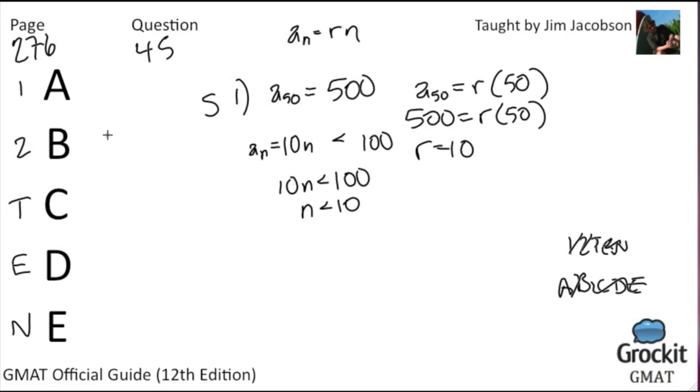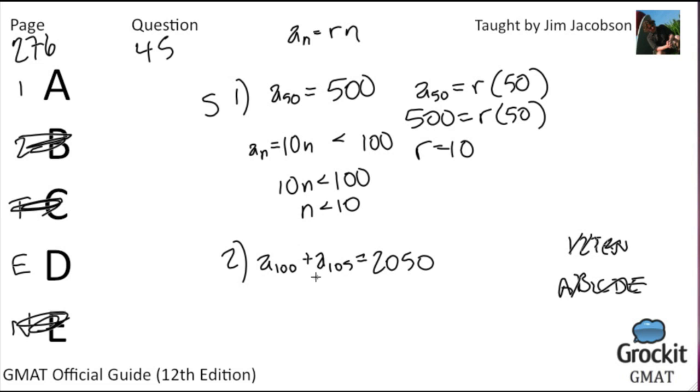And we can cross off some of our answer choices. We can get rid of answer choices B, C, and E, because all of those rely on statement 1 being insufficient. Let's take a look at statement 2. A sub 100 plus a sub 105 equals 2050. Looks like this one's going to be a little bit harder, but it isn't necessarily.